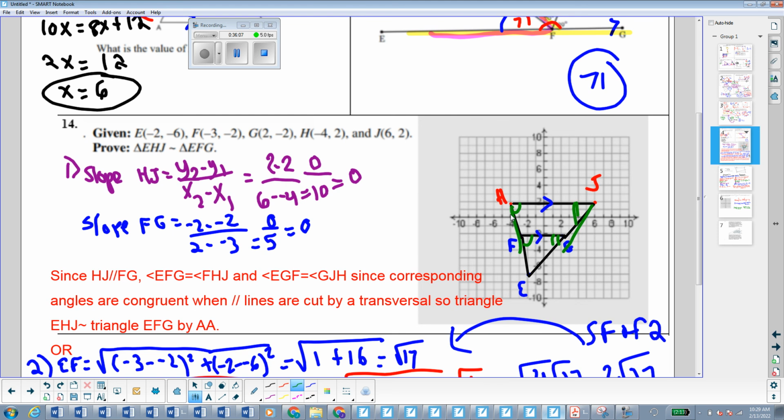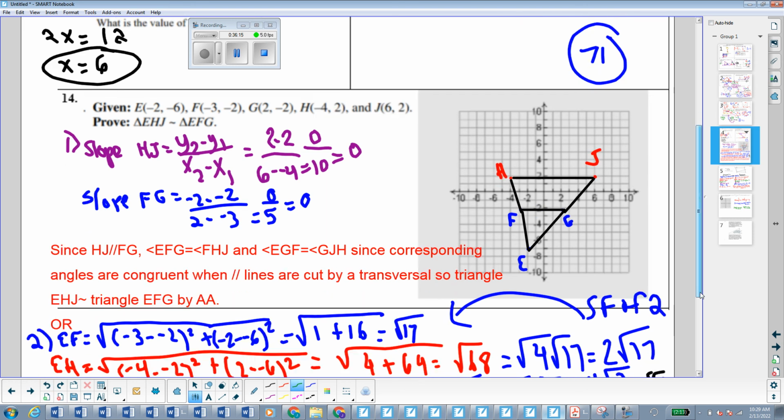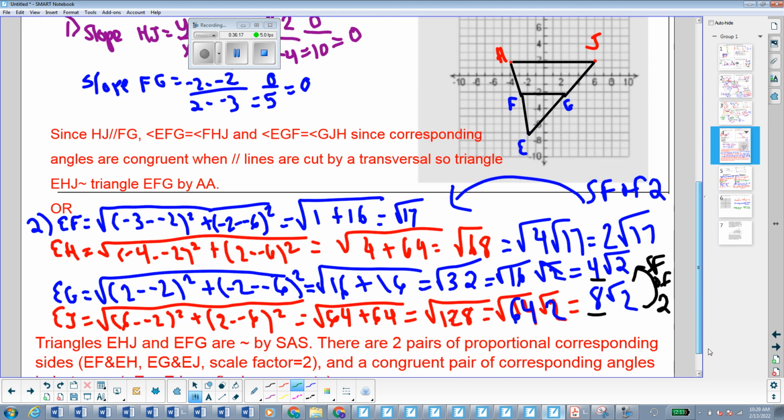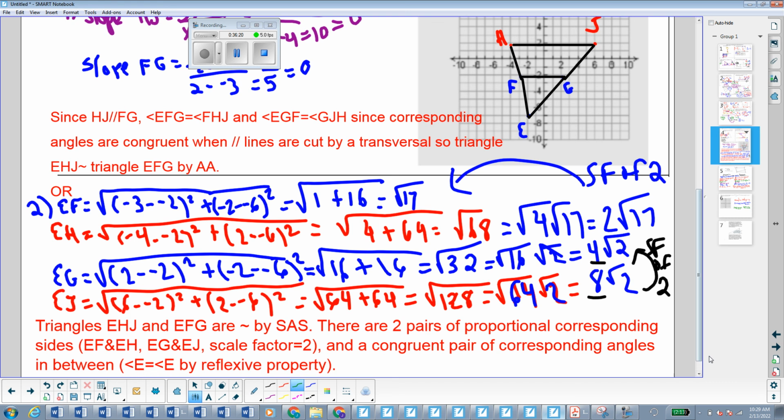And that would definitely work as well. I also did this question another way using side angle side. So that's the work I'm going to show next. Side angle side means two pairs of proportional corresponding sides with a congruent angle in between. So I already see that angle E is congruent to itself by the reflexive property because angle E is shared between the small triangle and the big triangle.